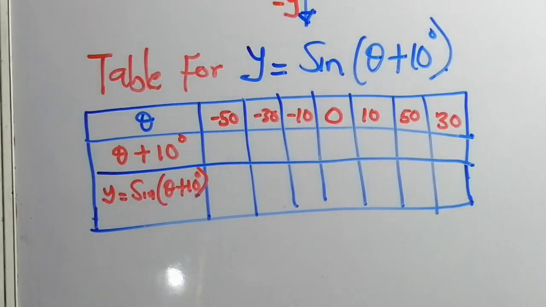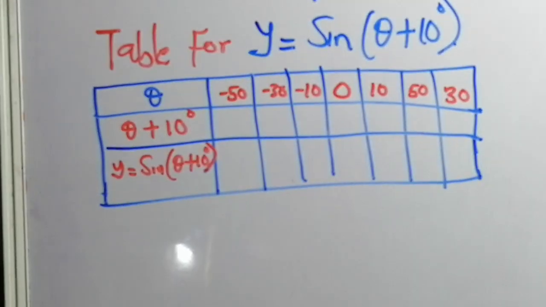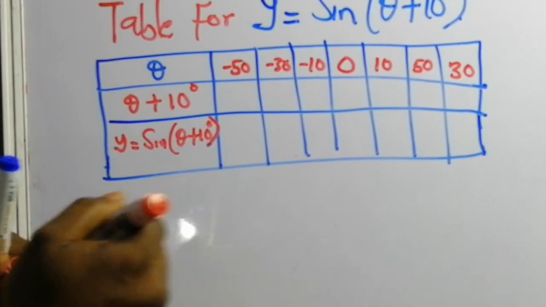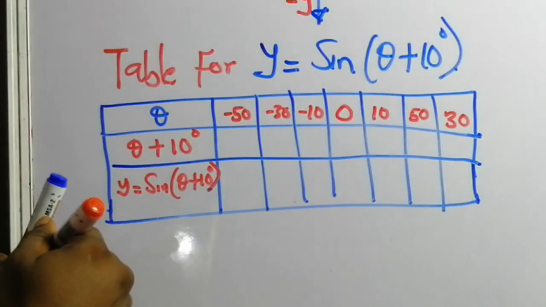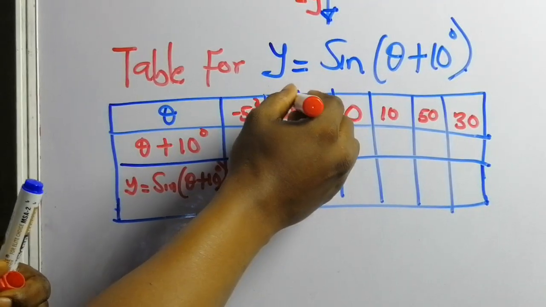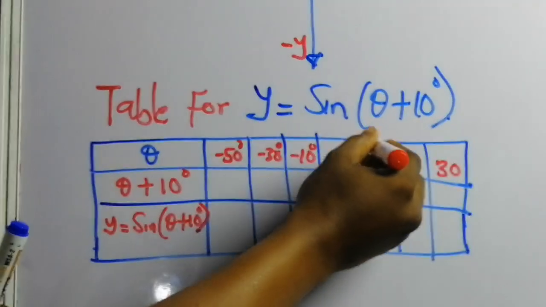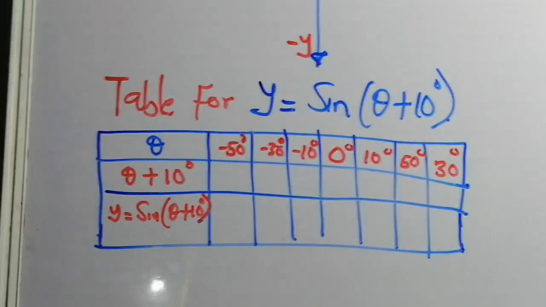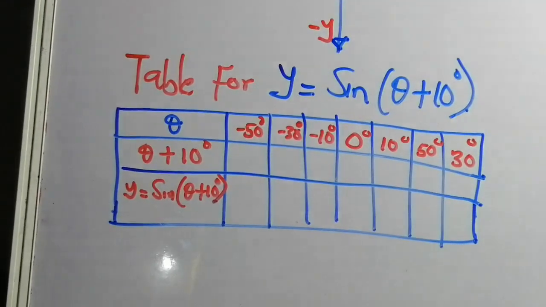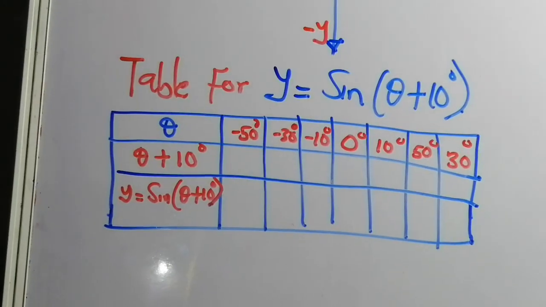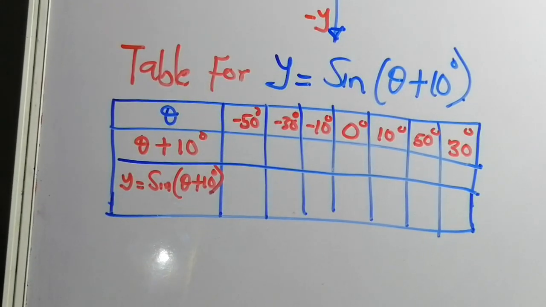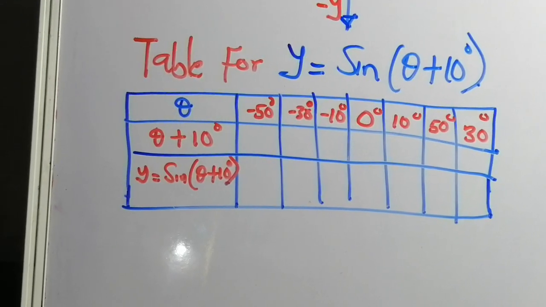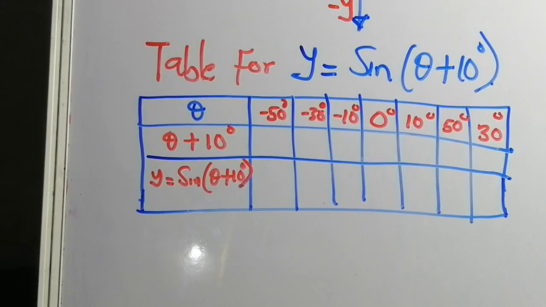Because you're dealing with trigonometry, if you miss this degree, you will miss everything that you're doing. Even here too, while you're doing your table, don't forget your degree. Always put your degree so that they can know that you are working with a trigonometric graph. So when the examiner is marking it, there'll be no deductions, you get your full mark.